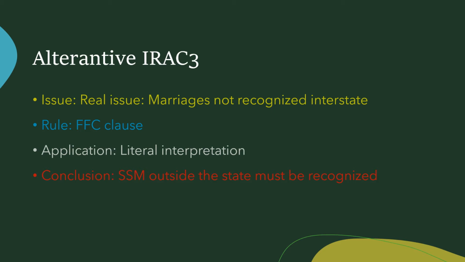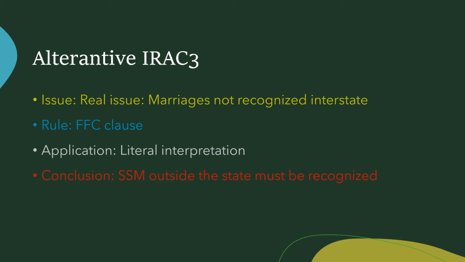Now, the real problem is that some states, the very conservative states, are not recognizing marriages that have been legally made in other states. So if a same-sex couple travels to California to get married and moves back to Tennessee where they live, then the marriage disappears. And if you say, well, this is the real issue, then maybe the rule would be different.